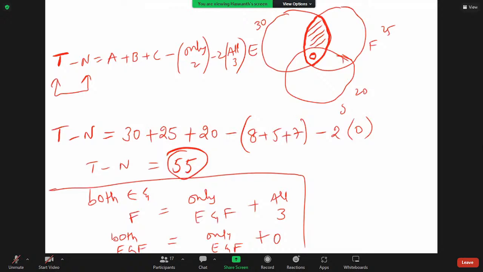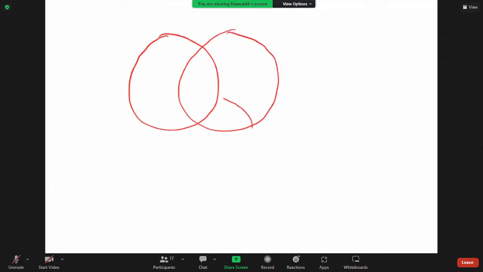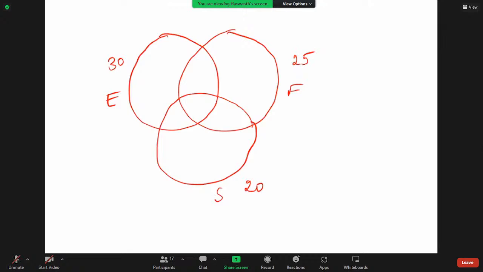This is the process through which we solve using the formula. But if you want to solve it by putting values in the circle method, some are studying English, some are studying French, and some are studying Spanish. 30 are studying English, 25 are studying French, 20 are studying Spanish. So in the three cases, whenever you are putting values in the circles, proceed from all three.